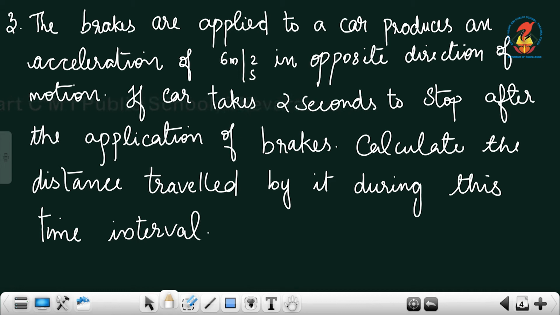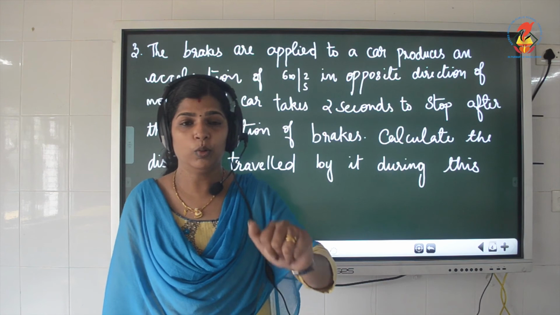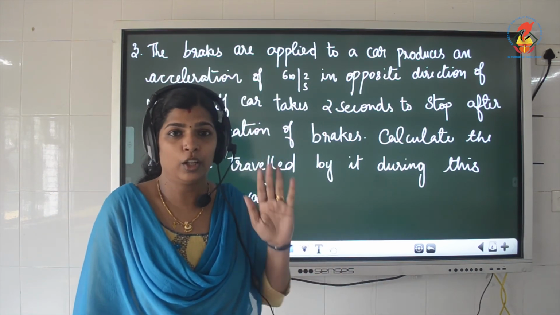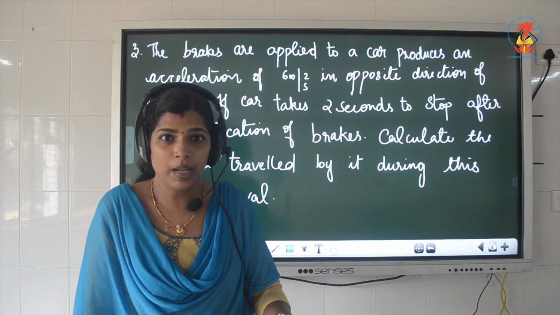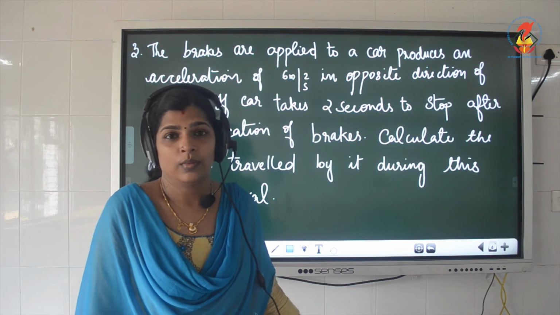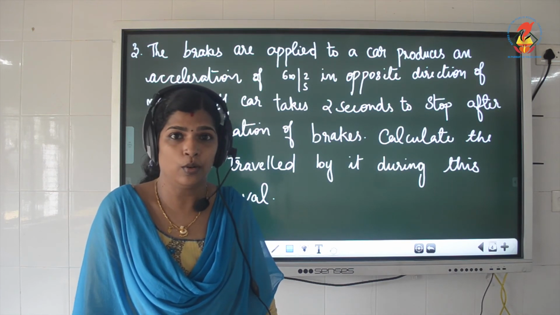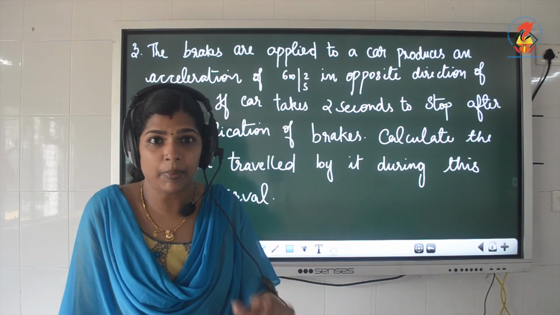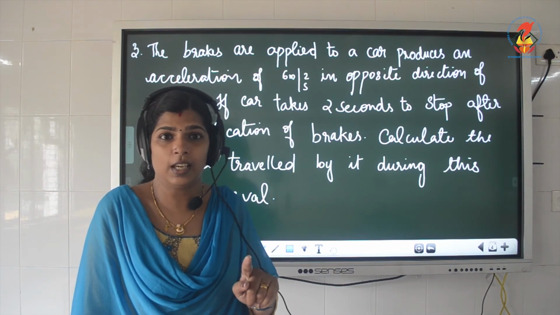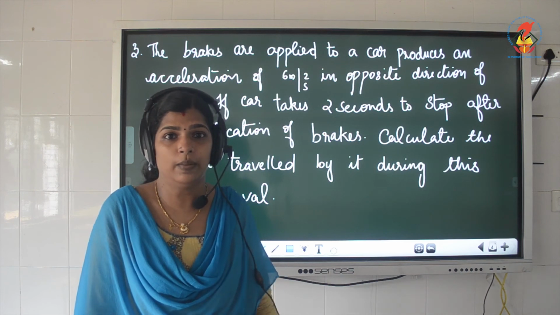If a car takes 2 seconds to stop after the application of brakes. So, when you apply brake, what will happen? That object will come to rest, which means its final velocity is 0. So, when brakes are applied or an object is coming to rest, in all these cases, final velocity will be 0.